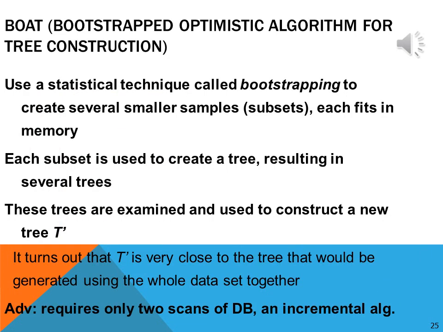BOAT, or Bootstrapped Optimistic Algorithm for Tree Construction, is another scalable decision tree method. It uses bootstrapping to generate multiple smaller training samples. Each sample is used to build a partial tree. Then, these trees are analyzed to construct a final tree that approximates what we would get using the entire dataset. BOAT is efficient, it only requires 2 full scans of the database and supports incremental learning.